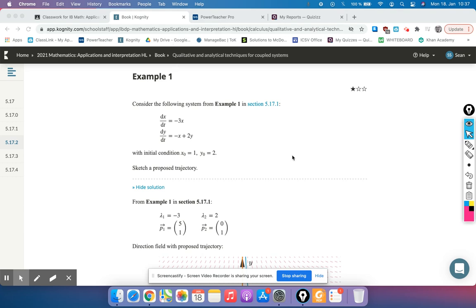Okay, so 5.17.2 is called qualitative techniques, and here's where the big new thing is you have to be able to sketch a trajectory. And they go through all the different types of trajectories in this green box down a few scrolls. That's going to be really important to essentially memorize because it's not in the formula booklet.